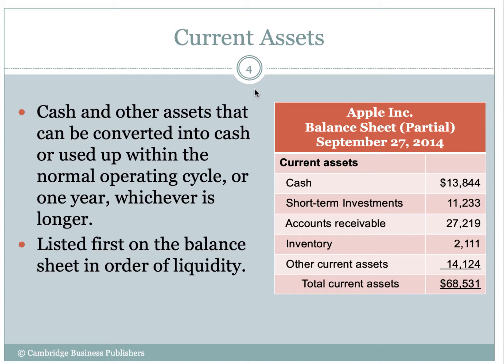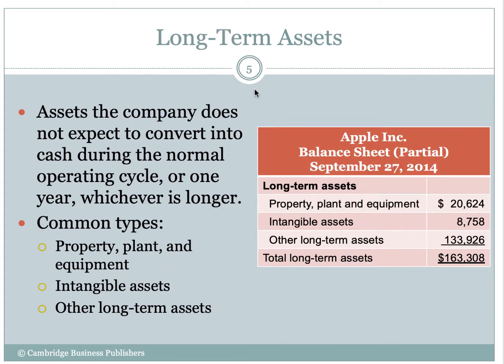We list these on the balance sheet in order of liquidity, meaning cash is going to be converted to cash first because it already is. Those short-term investments are going to be converted into cash before the accounts receivable. Well, guess what? We're going to collect our accounts receivable before we turn our inventory into cash, right? So as we go down the line, each of these items is a little less liquid than the item before it, okay?